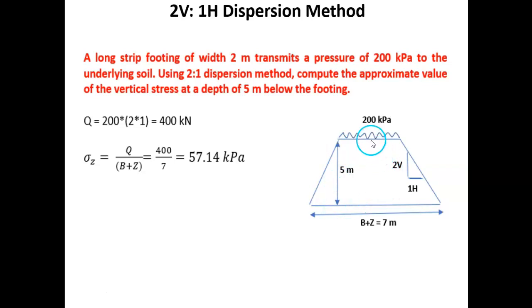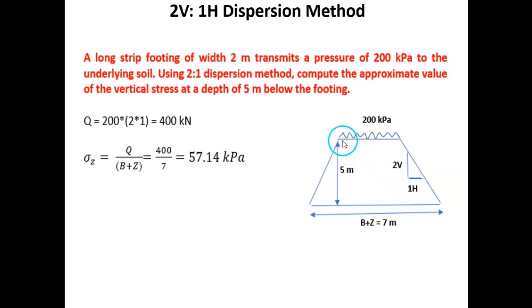So now we have to find the vertical stress by taking the ratio of total load that is acting at the ground level divided by area of the soil at a depth of 5 meter below this load. If you take 2:1 distribution, then at a depth of 5 meter, the width of soil will be B plus Z. That is, B is 2 meter and Z value is 5. So the width will be 7 meter.